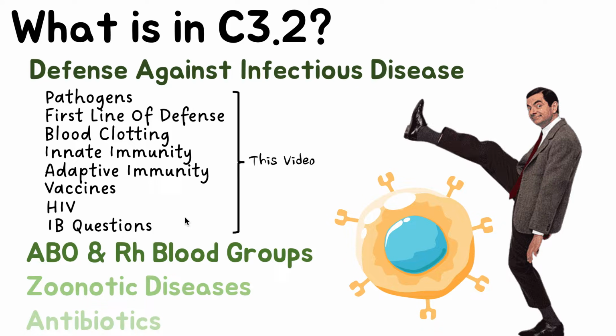And then in the next video, we're going to be talking about the ABO and Rh blood groups. After that, we'll talk about zoonotic diseases. Both of these are short videos. Honestly, all 3 of these are fairly short videos. It's just, I didn't want to make this video too long by talking about all of this in one video. So in this video, we're talking about defense against infectious disease, and then the subsequent 3 videos will be covering these 3 things. So that's the deal. Let's just get started.